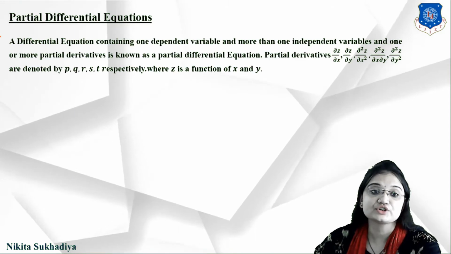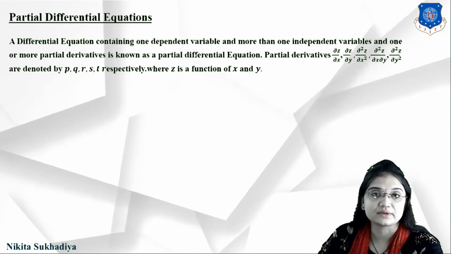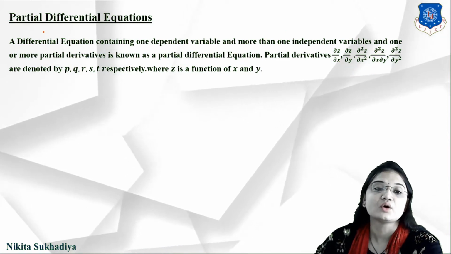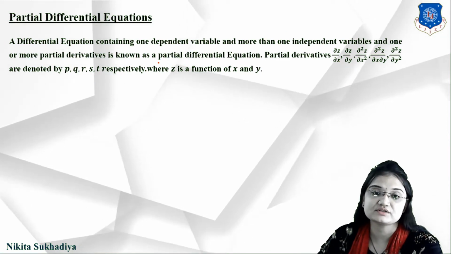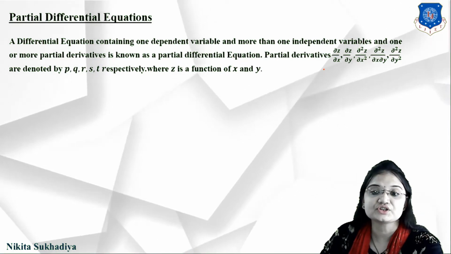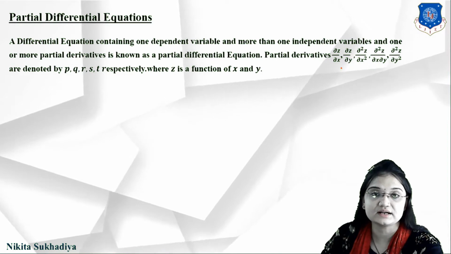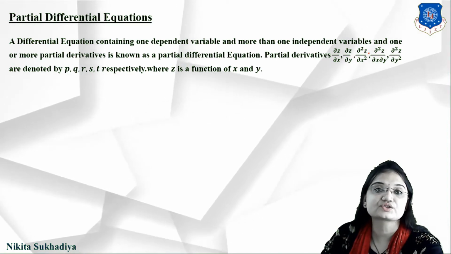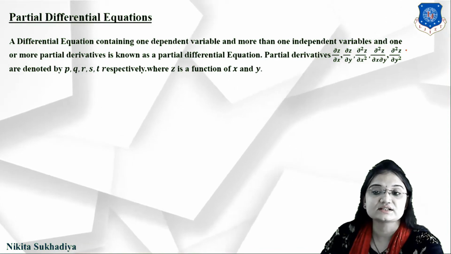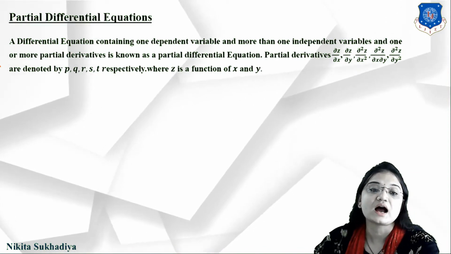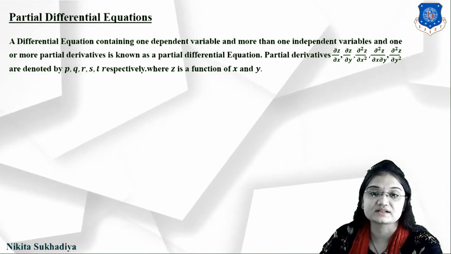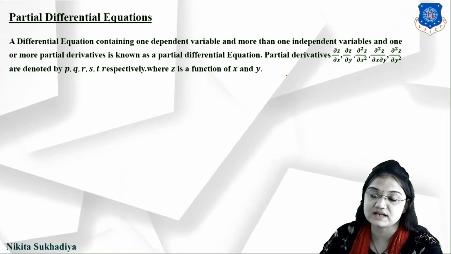Okay, so a differential equation containing one dependent variable and more than one independent variable and one or more partial derivatives is known as a partial differential equation. And partial derivatives del z by del x, del z by del y, del square z by del x square, del square z by del x del y, del square z by del y square are denoted by p, q, r, s, t respectively, where z is a function of x and y.